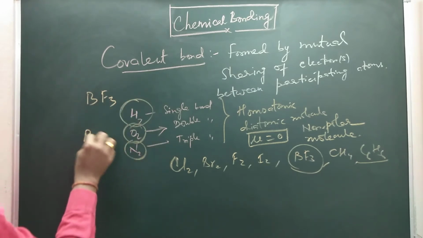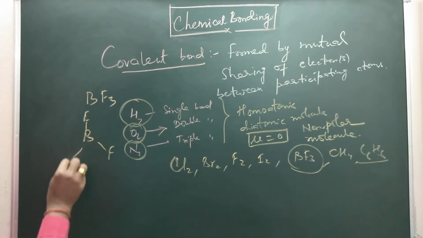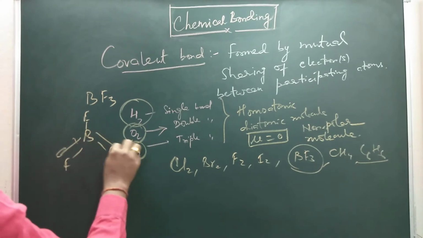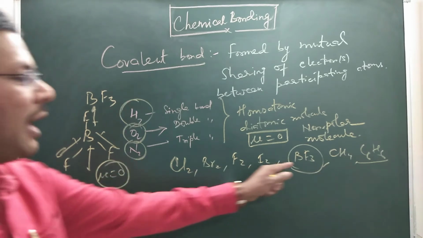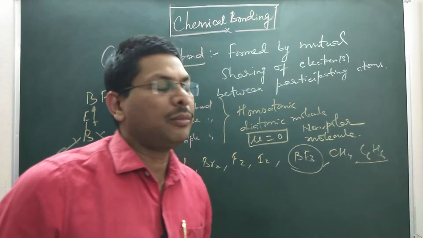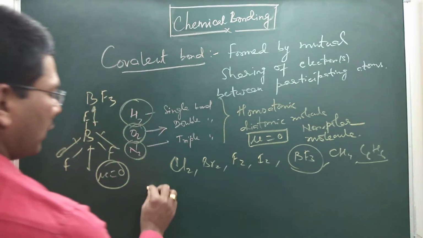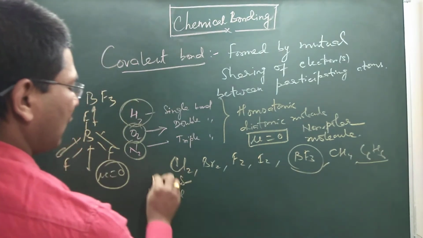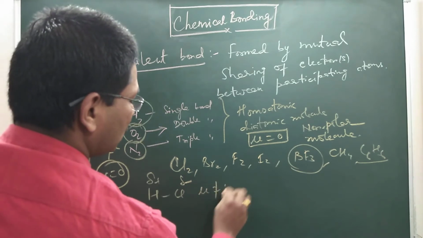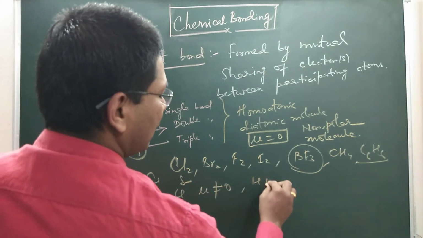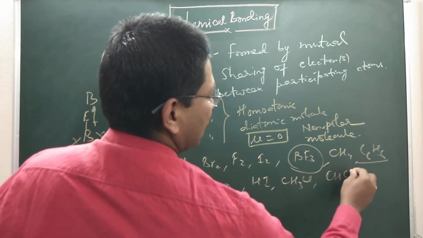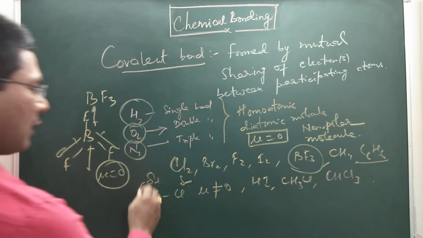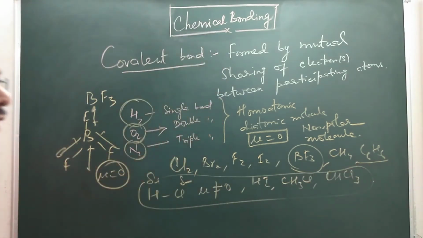If you see the structure of BF3, which I will discuss later on, the dipole of this is cancelled by this dipole, so ultimately the dipole moment is 0. So despite having polar bonds, BF3 is non-polar. If you see HCl, there is a difference in electronegativity, so the dipole moment is not equal to 0, so it is a polar covalent molecule. Similarly HI, CH3Cl, so these are the molecules which have dipoles, so they are regarded as polar covalent molecules.